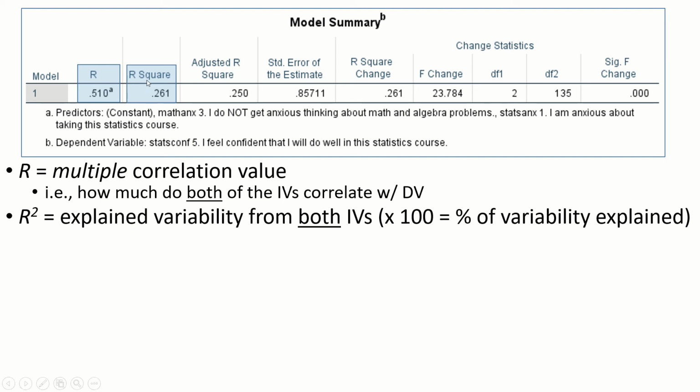And so we can take this R squared value and multiply it by 100 to get that percentage, right? So we can say that both independent variables explain 26.1% of the variability or differences in our outcome. That is, math anxiety and stats anxiety explain 26.1% of the differences or variability in confidence.